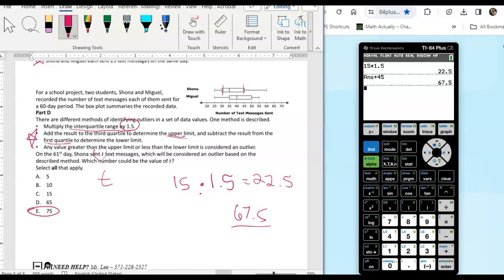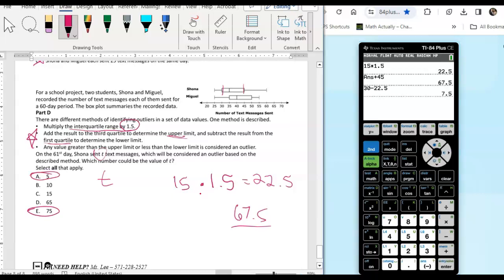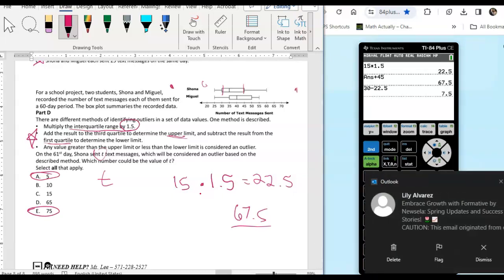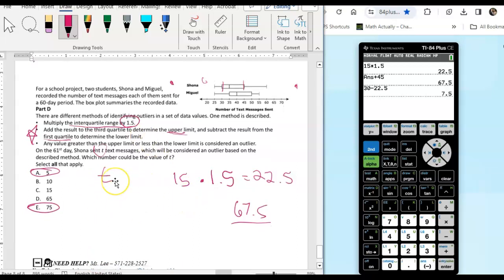And then her lower quartile, her first quartile is at 30, right? So 30 minus 22.5 gives me 7.5. So anything less than 7.5 would be an outlier. So 5 is also an outlier on this end, right? If we had a value down here at 5, that would be an outlier. And if we had something all the way up here at 75, that would also be an outlier. Okay, so again, we're going to go over this and practice this more tomorrow, but this is a little preview of how to do that.